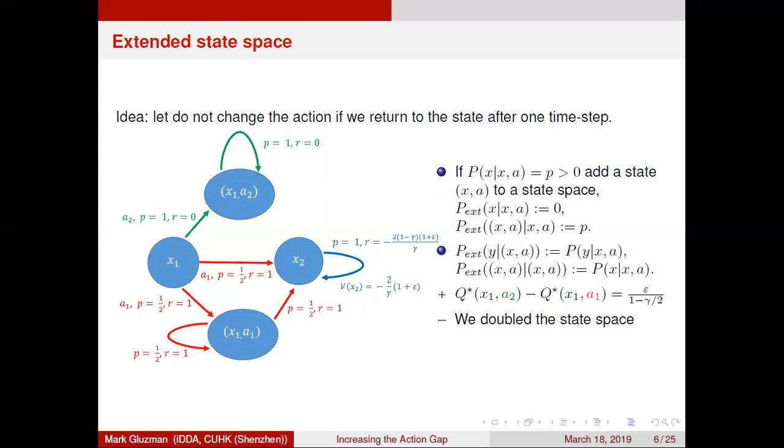So you change your problem to something absorbing. Once you get to X1 A2, then you're stuck there, you have no chance. So we change the MDP problem. Yes, we change the MDP problem, but the optimal policy will remain optimal.